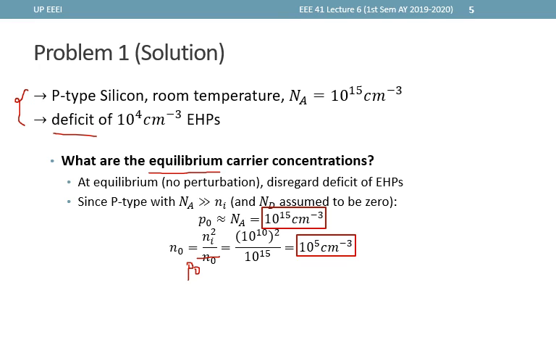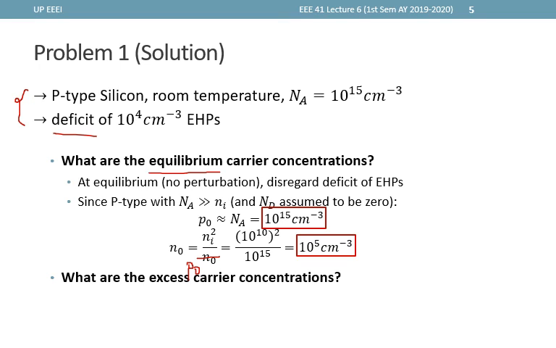So 10 to the 10 squared over 10 to the 15 squared is 10 to the 20 over 10 to the 15, and that should give us n naught is equal to 10 to the 5 per cubic centimeters. So we are already able to determine n naught and p naught. The next question is, what are the excess carrier concentrations?